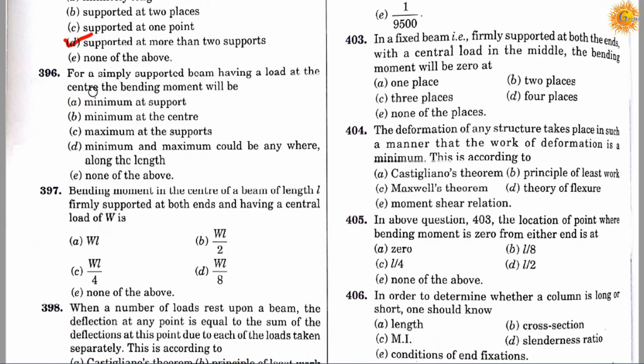Question number 396. For a simply supported beam having a load at the center, the bending moment will be: option A, minimum at support; option B, minimum at the center; option C, maximum at the supports; option D, minimum and maximum could be anywhere along the length; option E, none of the above. Correct answer A, it will be minimum at support.